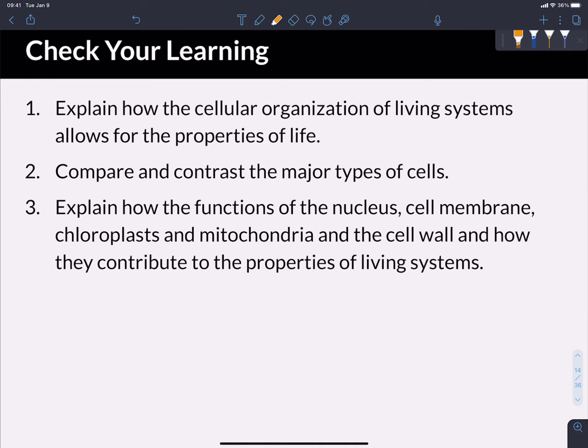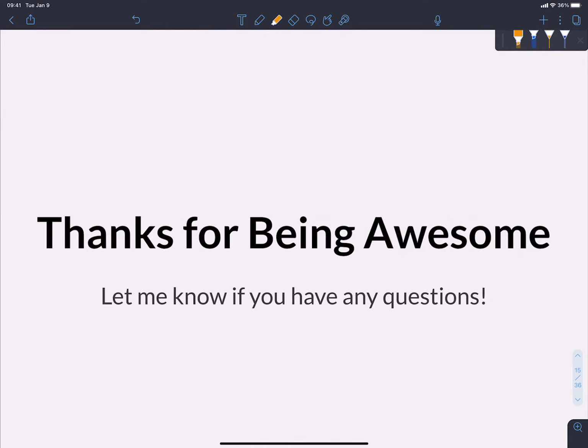And you want to be able to explain the functions of particular organelles, specifically the nucleus, the cell membrane, chloroplasts, mitochondria, and the cell wall, and how those organelles contribute to the properties of living systems. If you can do those things, you're doing great. If not, that's okay too.